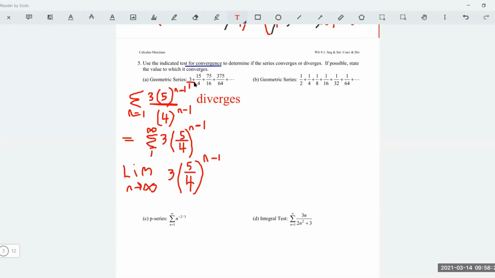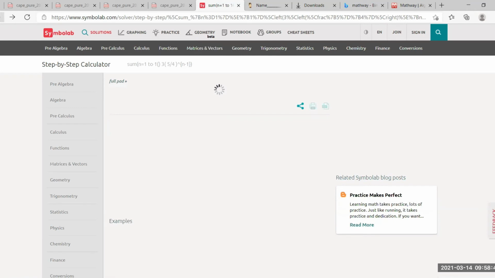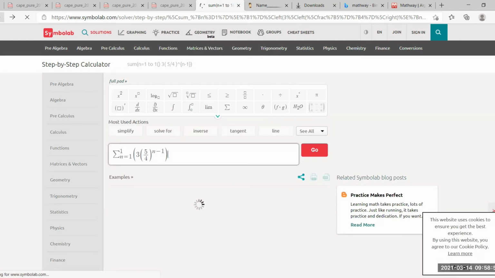When you add 3 and 15 over 4, you get the 27 over 4. So I'm just showing you that the formula that we create is correct. 3 is 12 over 4. 12 plus 15 is 27, 27 over 4. So I'm just showing you that indeed the formula is correct. So as the formula showed you, it diverges.